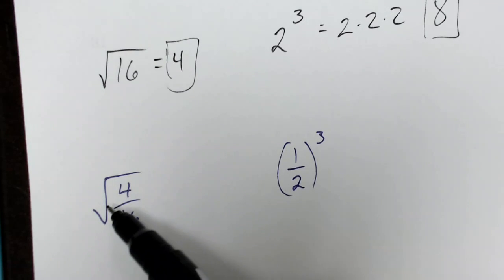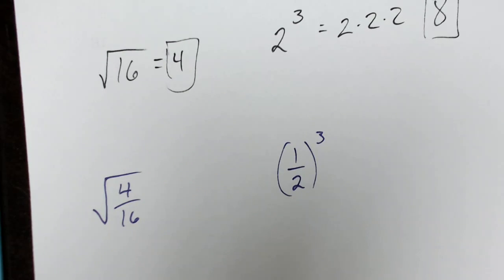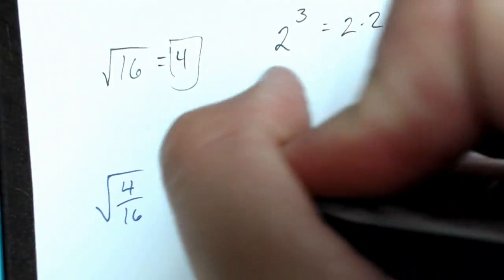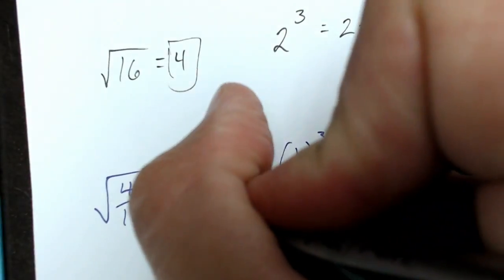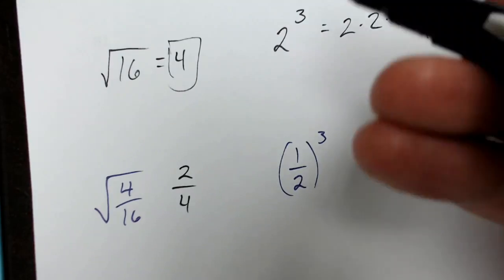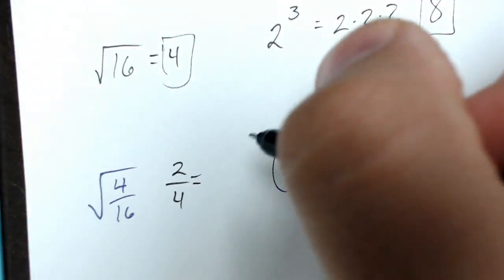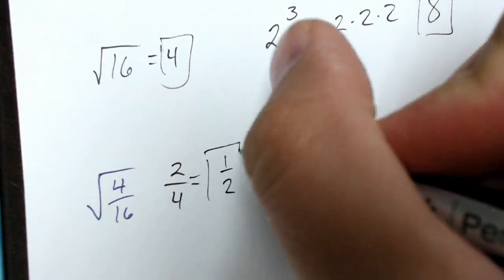So I ask myself, what's the square root of 4? What times what equals 4? Well, that's going to be 2. And then what times what equals 16? Well, that's 4. So my final answer would be 2/4. Oh, wait, I can reduce that. So that's going to become 1/2. My final answer is 1/2.